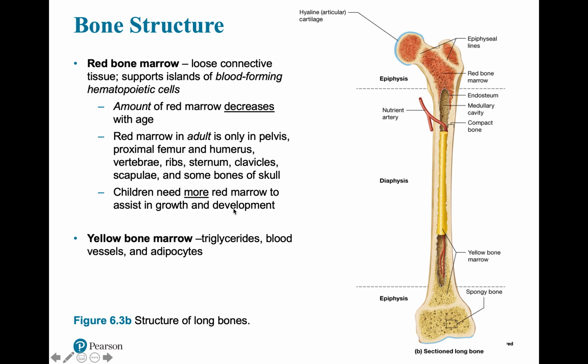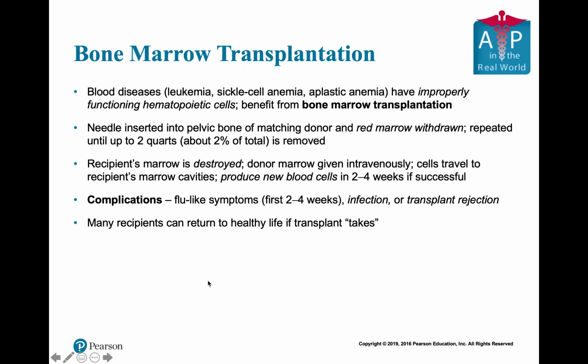Children will have more red bone marrow because they are growing and developing rapidly, and they require more blood cells for that development. Yellow bone marrow in adults is primarily found in the medullary cavity contained within the diaphysis. Yellow bone marrow is primarily blood vessels and adipocytes. Those adipocytes store triglycerides, so yellow bone marrow functions in triglyceride and therefore energy storage.